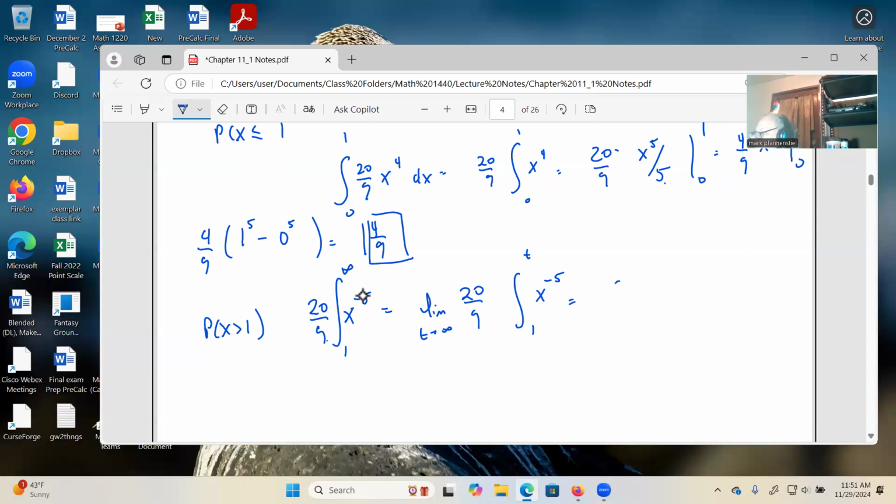So this is just going to be 20 over 9. Let's go ahead and integrate. We have the limit as t goes off to infinity.